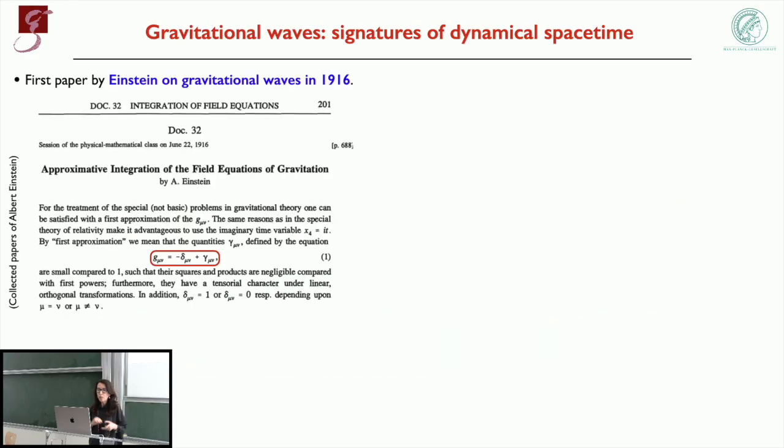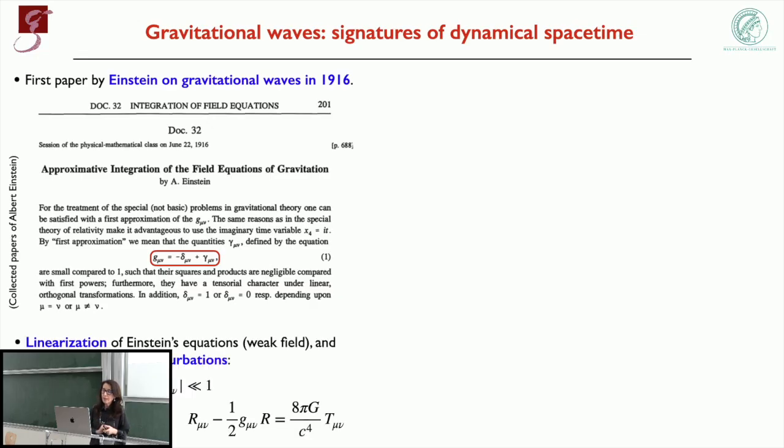So let me start with some basic things. Gravitational waves were predicted by Albert Einstein in 2 papers, the first one in 1916, where he linearized the Einstein equation that I wrote here in full glory. R mu nu and R describe the curvature of spacetime. They depend non-linearly on the metric g mu nu and its derivatives. T mu nu here is the energy momentum tensor.